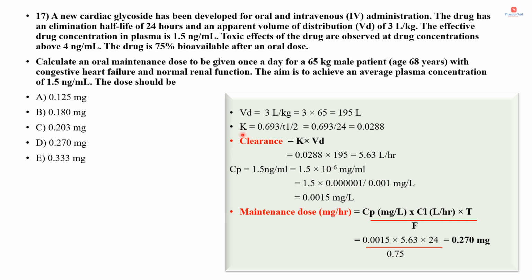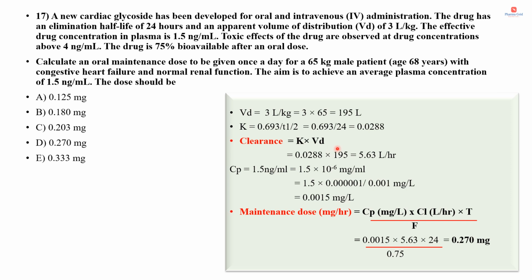So how to calculate the value of K? That is 0.693 divided by T half. T half is the elimination half-life. So here the elimination half-life is 24 hours. Okay. So substitute the elimination half-life here. We will get the answer as 0.0288. So we got the values of both VD and K.